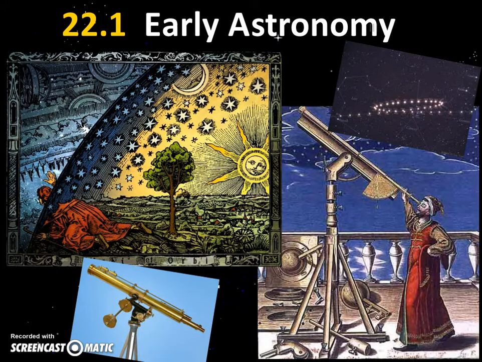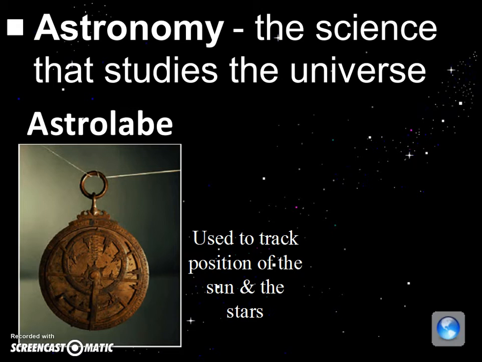So we're going to start with Chapter 22, Section 1, Early Astronomy. So there are some things that you need to know about how astronomy came to be what it is today. So what we're going to start with is the definition. So the actual definition of astronomy is that it's the science that studies the universe and everything that makes it up. Okay. What we have here on the left-hand side is an astrolabe. And this is actually what they used back in the day to track the position of the sun and the stars.